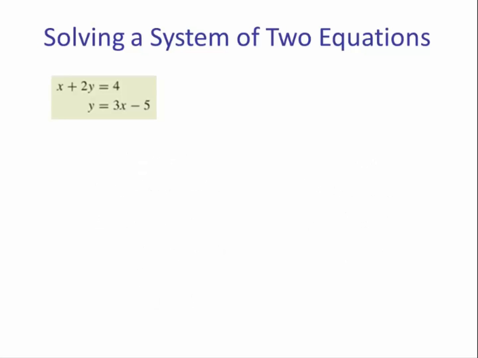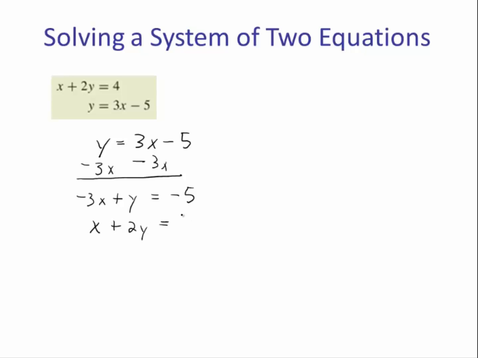Number 2. To solve this by elimination, we first have to line up the x terms, the y terms, the equal sign, and the constants. So I'm going to take the second equation and write it in the form x, y, equal sign, and number. That means I need to subtract 3x from both sides. So I get negative 3x plus y equals negative 5. Using my other equation, I have x plus 2y equals 4.